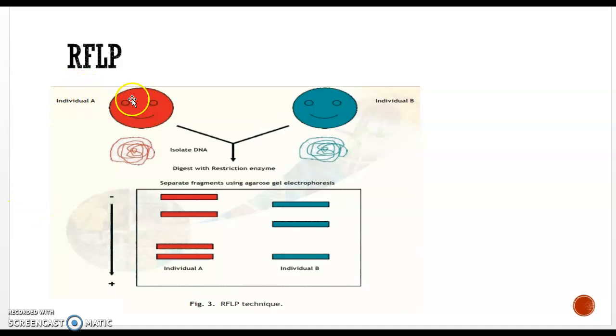This is individual A, this is individual B. Isolate their DNA and digest them with a restriction enzyme. You will see that the restriction enzyme is the same, but in this individual it is producing fragments of different sizes, because it can cut at different sites. Similarly, here different sizes and different numbers of fragments are being produced. In this way, we can know about the DNA fingerprints of an individual, and this process can be used in forensic science also.